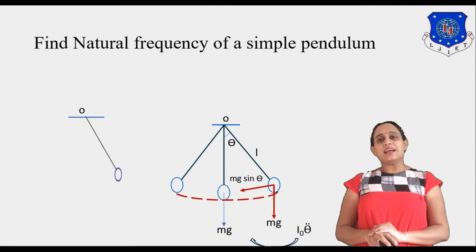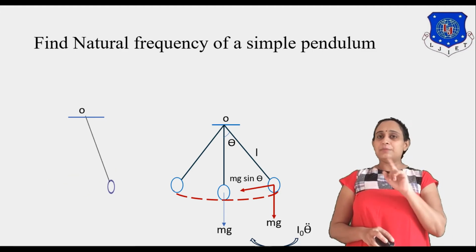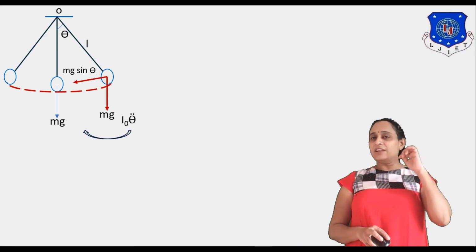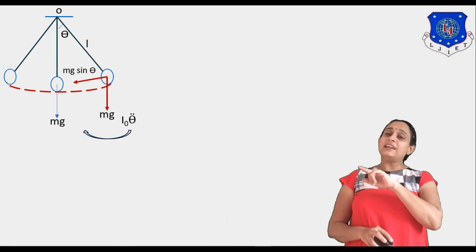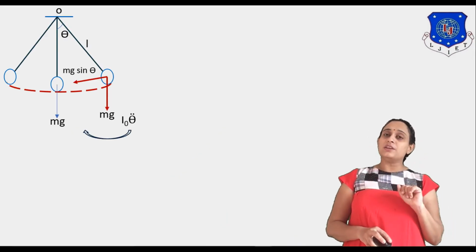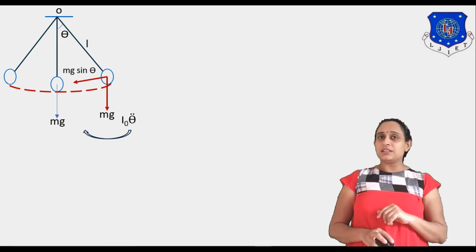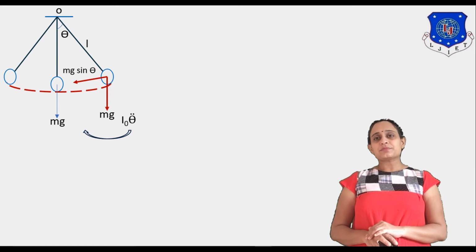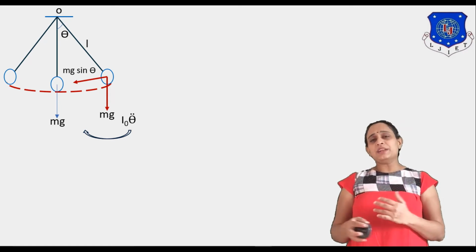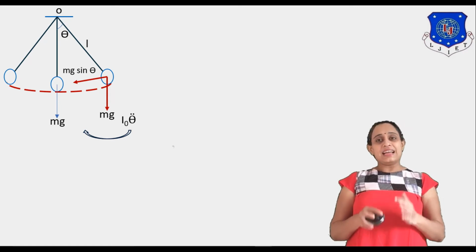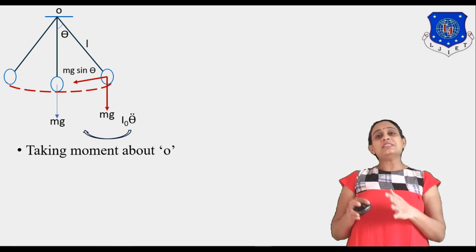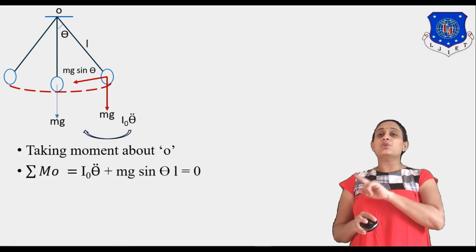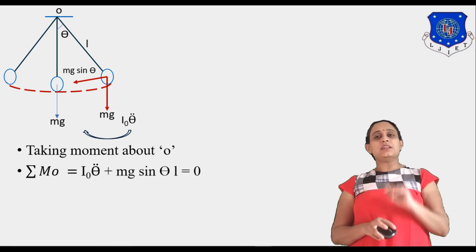Now this is our diagram. We have mg sin theta, we have the downward force mg, and the acceleration force or inertia effect is I0 theta double dot. Now let us take moment about O. What we will get? I0 theta double dot plus mg sin theta into L is equal to 0. What is L? It is the total length.